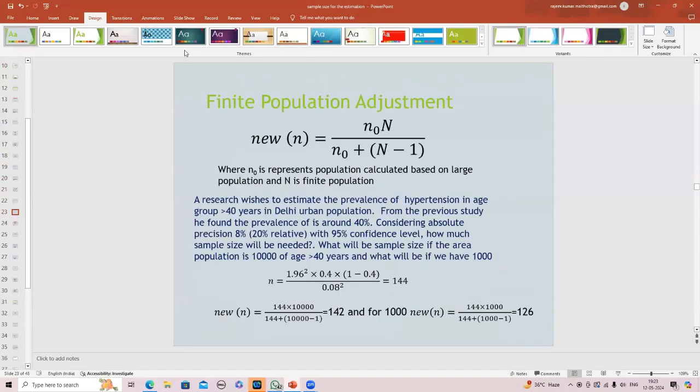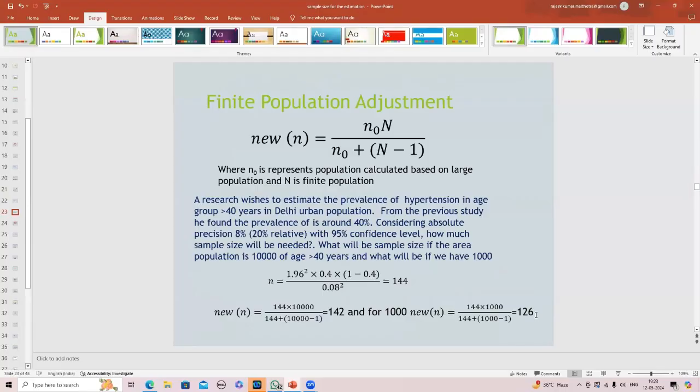Sir, I think we can move forward. This is the slide showing the finite correction. If you say infinite, it is 144, and for finite 10,000 it is 142, but there is not much difference. But if your target population is 1,000, there is a much larger reduction to 126. So that depends on what your finite population is.